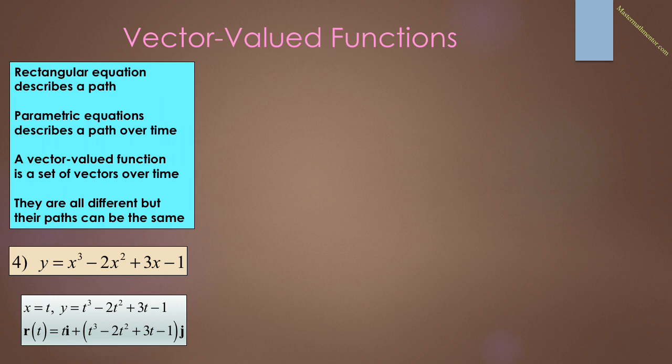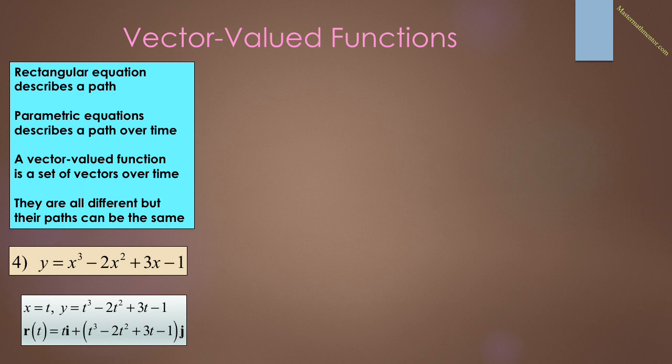Parametric equations describe a path over time. These are expressed as x is equal to f of t, y is equal to g of t. A vector valued function is a set of vectors over time. It is in the form of f of t i plus g of t j. These are all different types of expressions, but their paths can be the same.